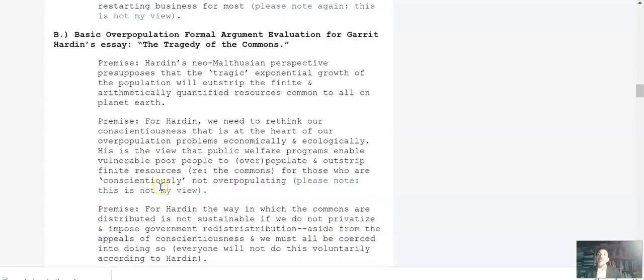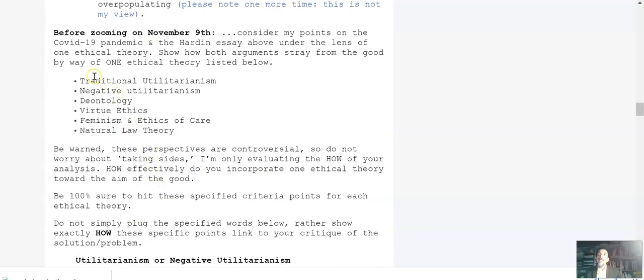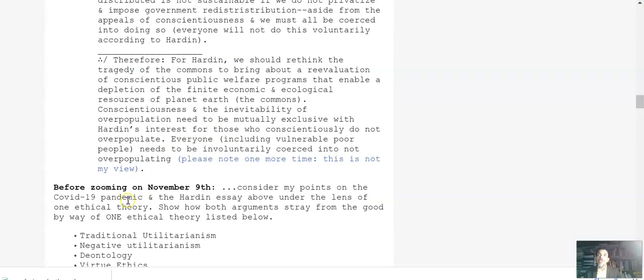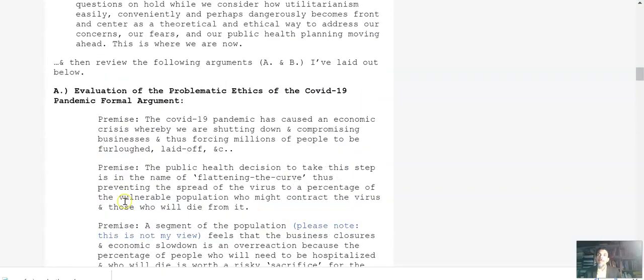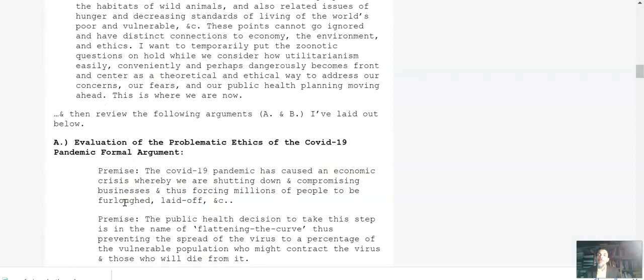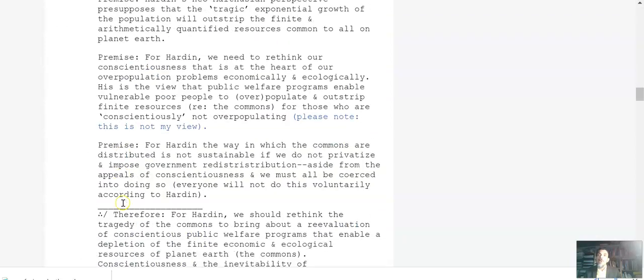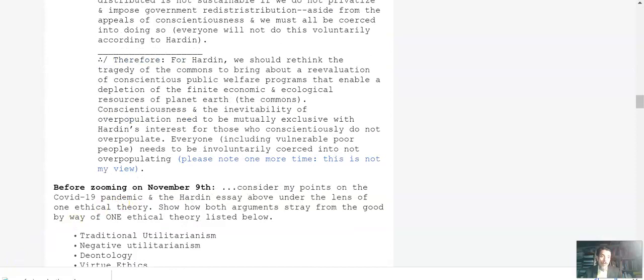And as a matter of fact, it might be a way in which you could argue against it, or in the name of the good, by way of traditional utilitarianism itself, negative utilitarianism, deontology, virtue ethics, feminism, ethics of care, or natural law theory. So I think we'll just stop here, and I'm going to make another screencast to talk about these two arguments, okay? So we'll take it from there. Thanks.